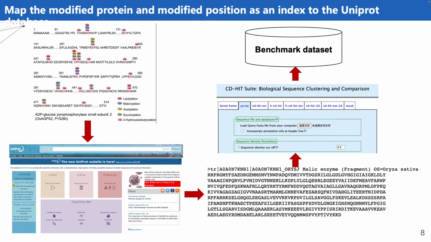One important thing we need to do is map the modified protein and modified position to the UniProt database. After doing that, we could get protein sequences. Basically, there is some redundant information involved in protein sequences, so we often use the CD-HIT program to remove sequence similarity. Finally, the benchmark dataset, which contains positive and negative samples, was constructed.